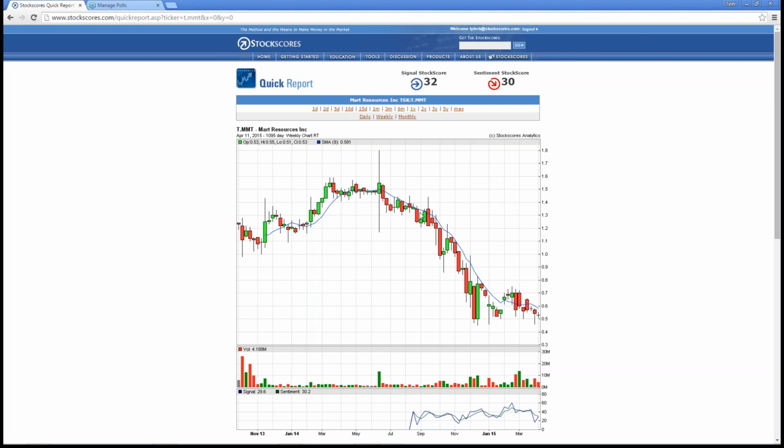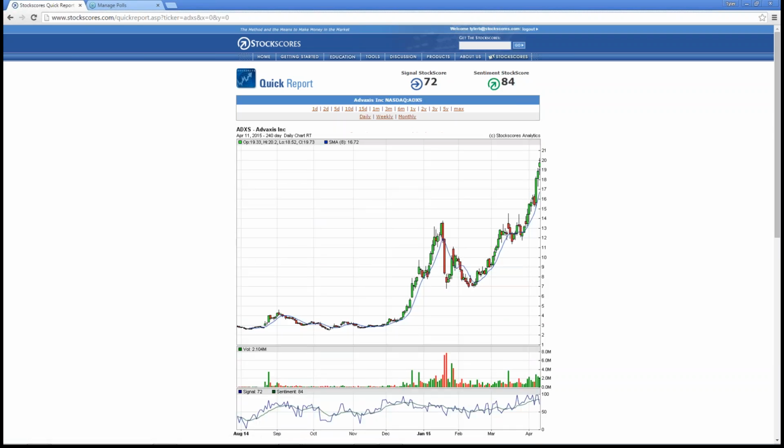And you're out of that stock at anywhere from $1.20 to $1.40, and you're not sitting in it at 50 cents anymore. So that's why I say you got to get out of these stocks when they start to move down with some momentum.